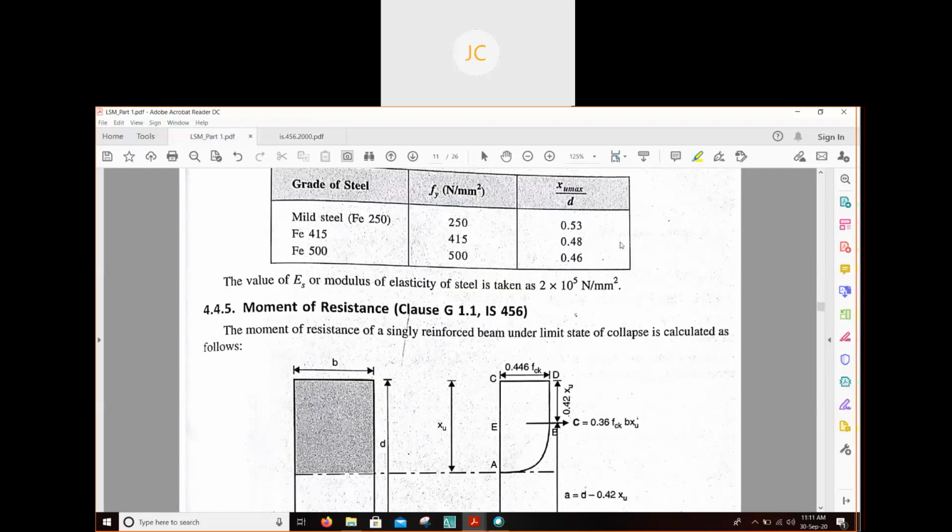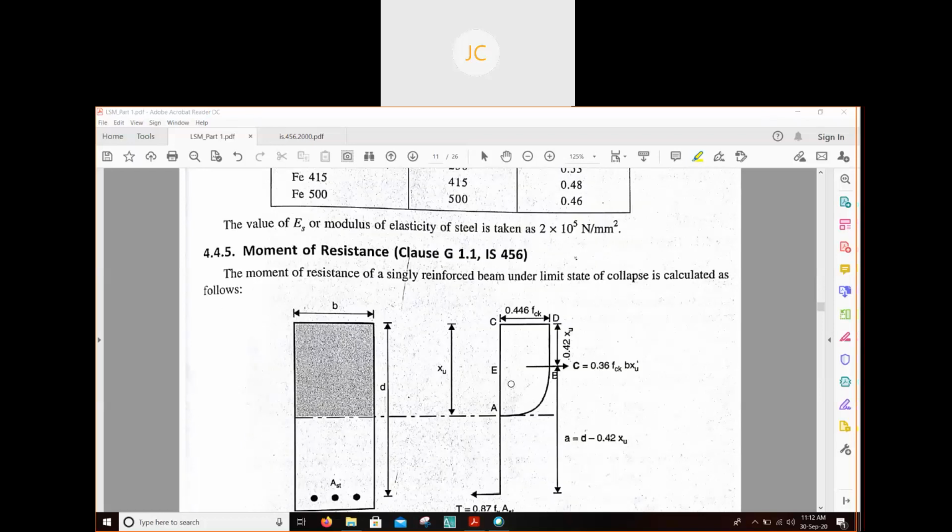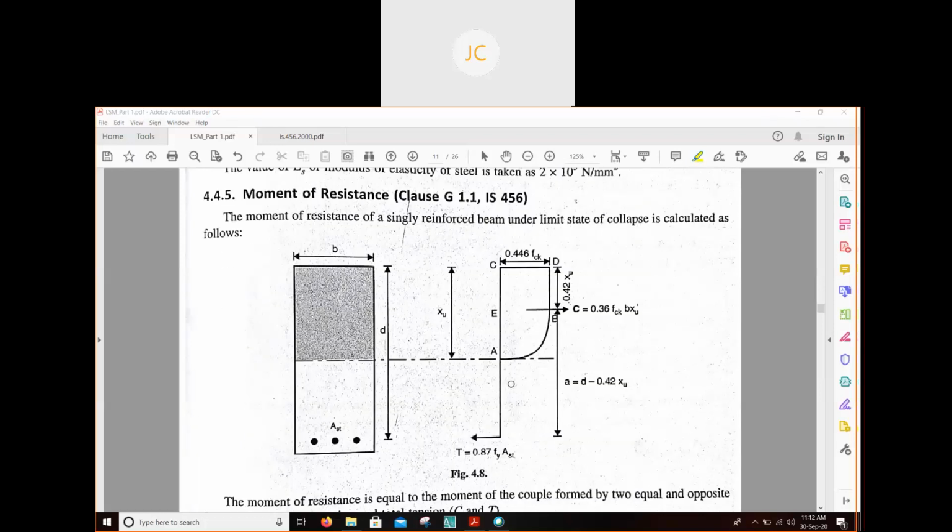Next, our aim will be to find out the moment of resistance. Here also, to find out the moment of resistance, no need to remember the value. I told you before that the moment of resistance is the maximum moment which the beam can resist. In this figure, the moment is nothing but total compressive force into lever arm, or total tensile force into lever arm. Lever arm means the distance between the total compressive force and the total tensile force.